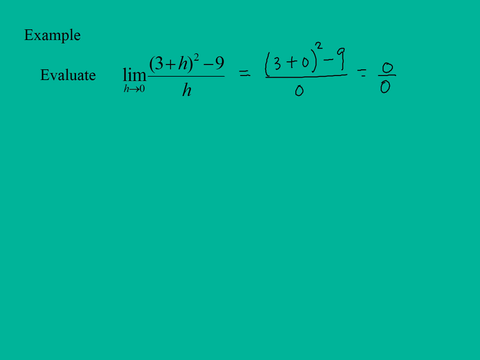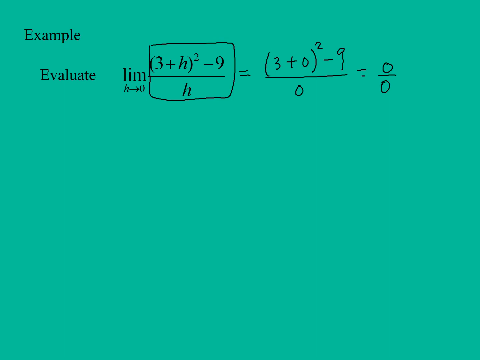Now this is what I was talking about earlier. We're going to try and manipulate this expression, but write it as an equivalent expression, possibly not at one point, but equivalent every place else, and then try direct substitution and see if we can get a value. So what could we do?